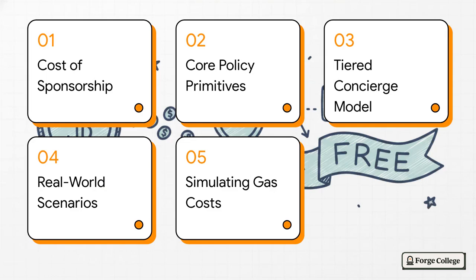So here's our game plan for today. We'll be covering the cost of sponsorship, the 5 core policy primitives, the tiered concierge model, 3 real-world scenarios, and finally, simulating your gas costs.